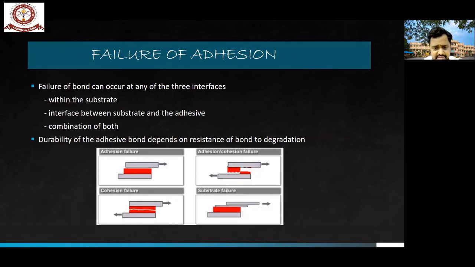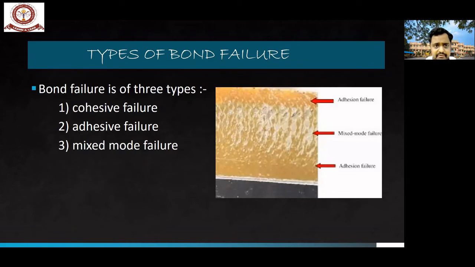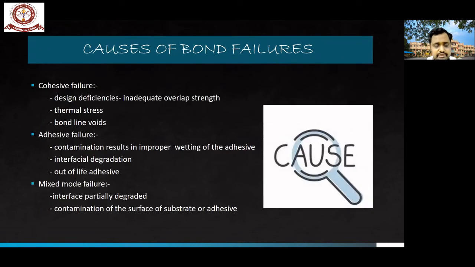So the most common failures of adhesion occur either with the substrate or with the adhesive. Okay, so it will be either an adhesion failure or cohesion failure or a combination of both. So bond failure is of three types: cohesive failure, adhesive failure, or mixed mode, both failures. Okay, so the causes for cohesive failure may be design deficiencies, so the design of the substrate, or inadequate overlap strength, bond line voids and thermal stress. In case of adhesive failure, there will be contaminants or improper wetting, interfacial degradation or out of line adhesive. Okay, in case of both failures, there will be failure at the interface as well as the bonding, improper wetting and contaminants present on the substrate.